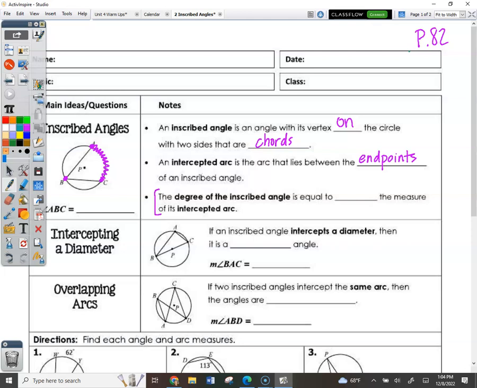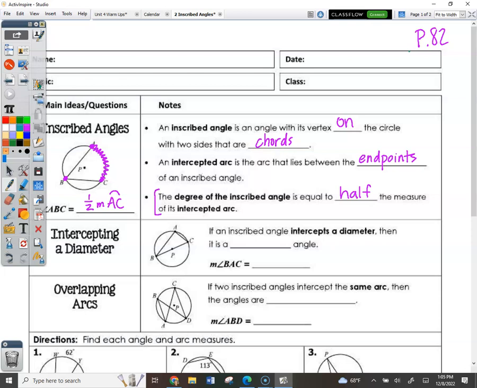Inscribed angles do not have the same relationship. There's a different relationship. Here's what I need you to write. It is half its arc. So, for instance, in this example, the measure of angle A to B to C, right here, is going to be 1/2 the measure of that arc, AC, that it opens up to.